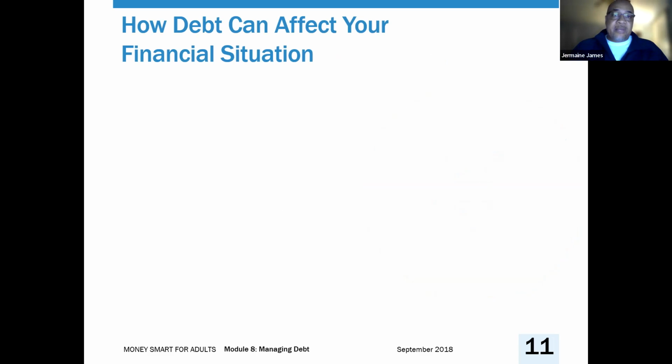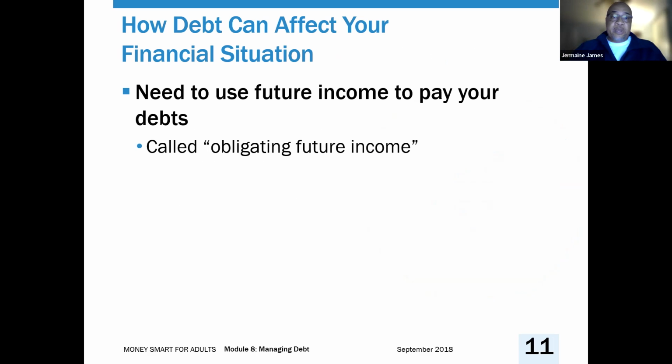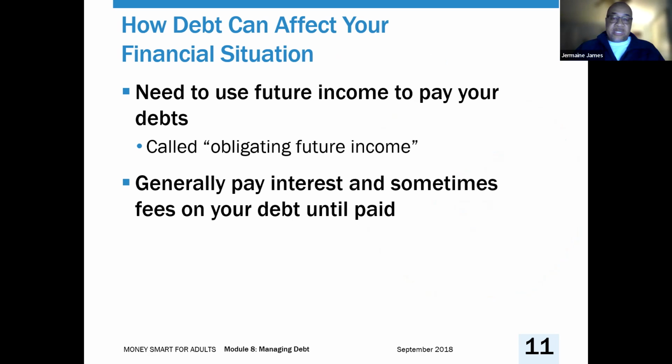The question we'll have to ask ourselves is how debt can affect your financial situation. When we think about it, you need to use future income to pay off your debts, also called obligating future income. Generally, in most instances, you're paying interest and sometimes fees on your debt until it's paid off. Like I was saying in some of the presentations, if somebody puts an amount on a credit card and that balance is not cleared in full within the 25 days, there's a balance that's due and interest that's being charged. And the longer you take to pay off the debt, the more that debt keeps accruing interest.